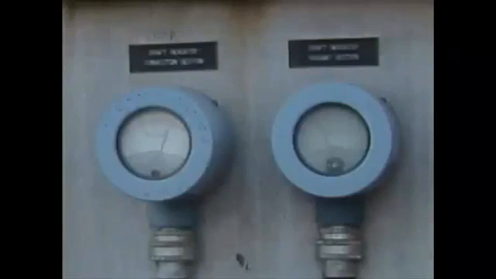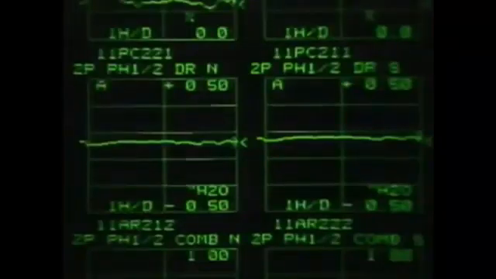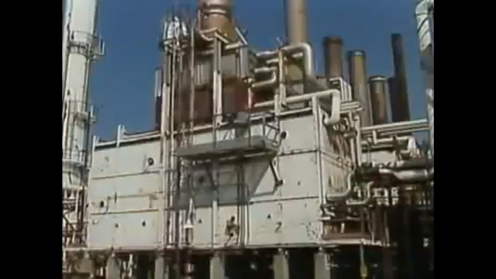Draft is usually measured in inches of water, and the draft gauge reading should be correct for all of the areas in the furnace. If the draft is positive when it should be negative, the furnace won't perform well, and there's a risk of damage to the furnace structure.